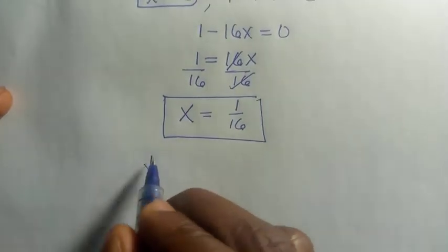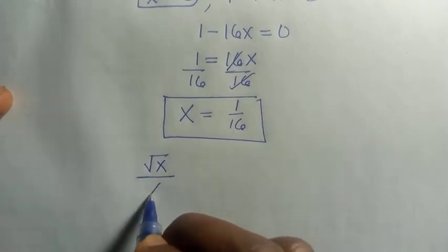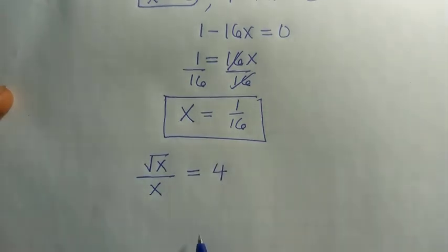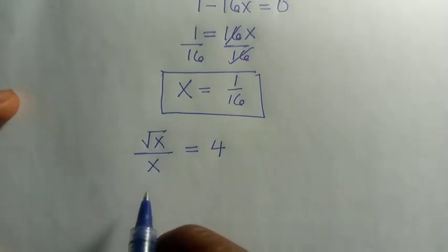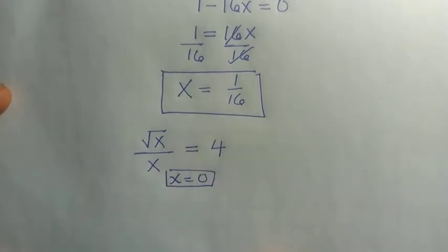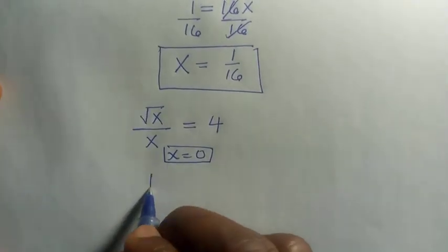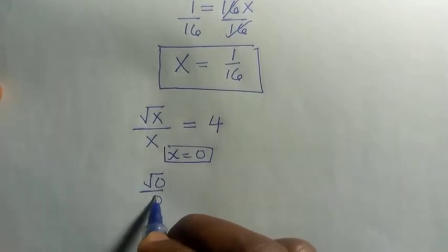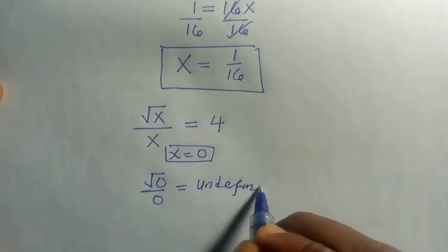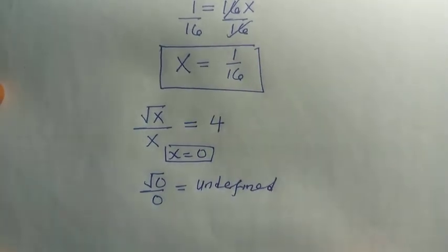From the given problem, we have root x divided by x equals 4. By substituting x equals 0, which is the first solution that we got, we have root 0 divided by 0. We know that this is undefined. So the first solution does not satisfy the equation.